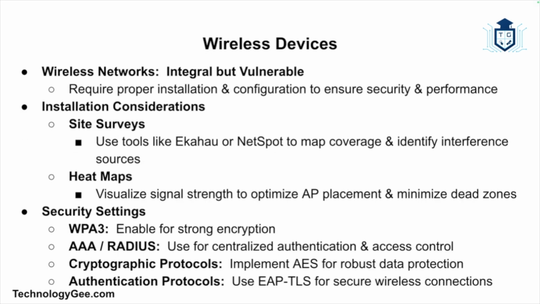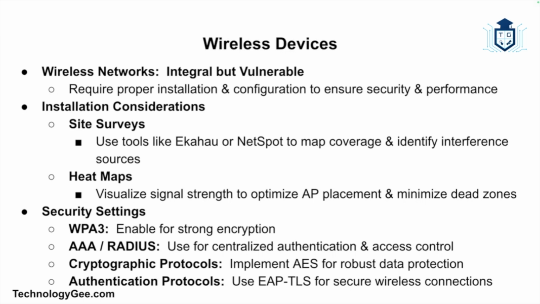All right, next let's talk about wireless devices. Wireless networks are integral but inherently more vulnerable, and proper installation and configuration are essential. Here are some installation considerations. The first one is site surveys. You want to use tools like NetSpot to map out coverage areas and identify potential interference sources. You want to use heat maps. These visualize the signal strength and adjust access point placement to minimize dead zones.